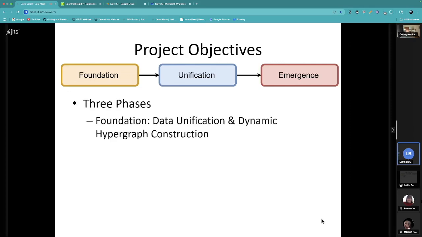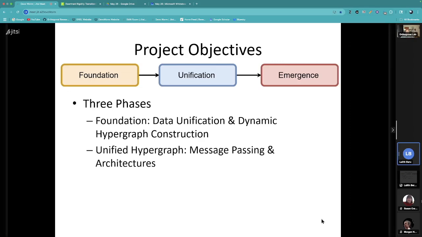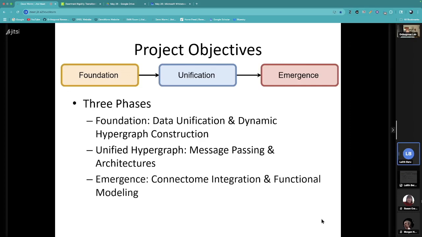So I divided it into 3 phases based on my understanding and the way I can construct this project in a better manner. The data unification and the dynamic hypergraph construction is the first foundational step. Second is the unification of the hypergraph, the message passing, the architecture, the layers and the weights, which can all be unified into a single framework where we can just plug and play for the performance and the emergence, where we see how the connectomes and the functional modeling happen. So it's basically the outcome.